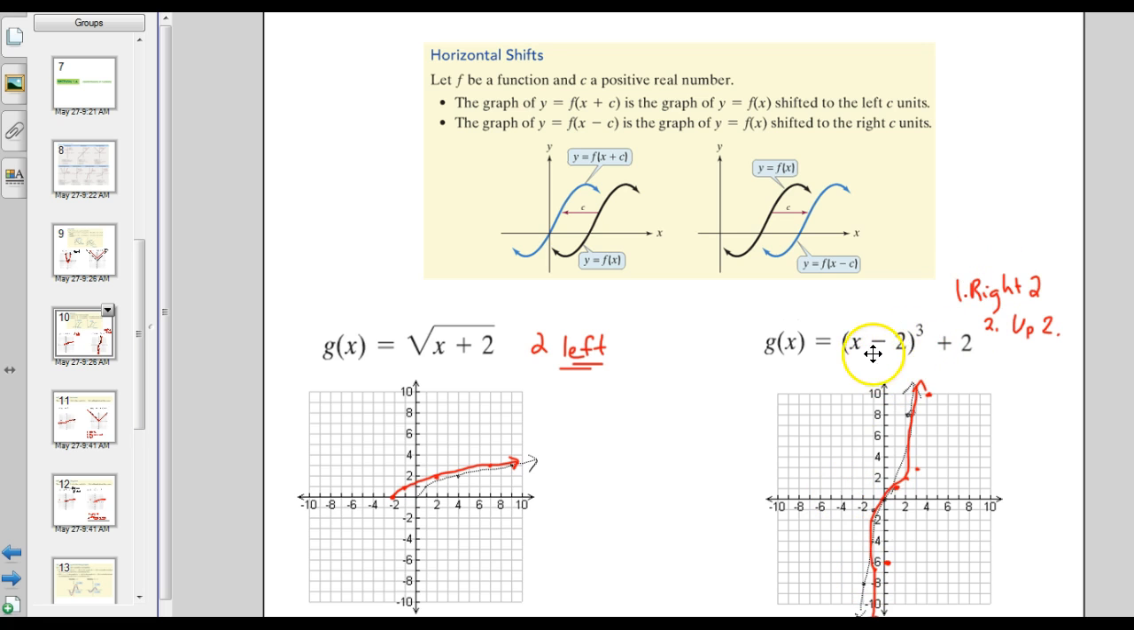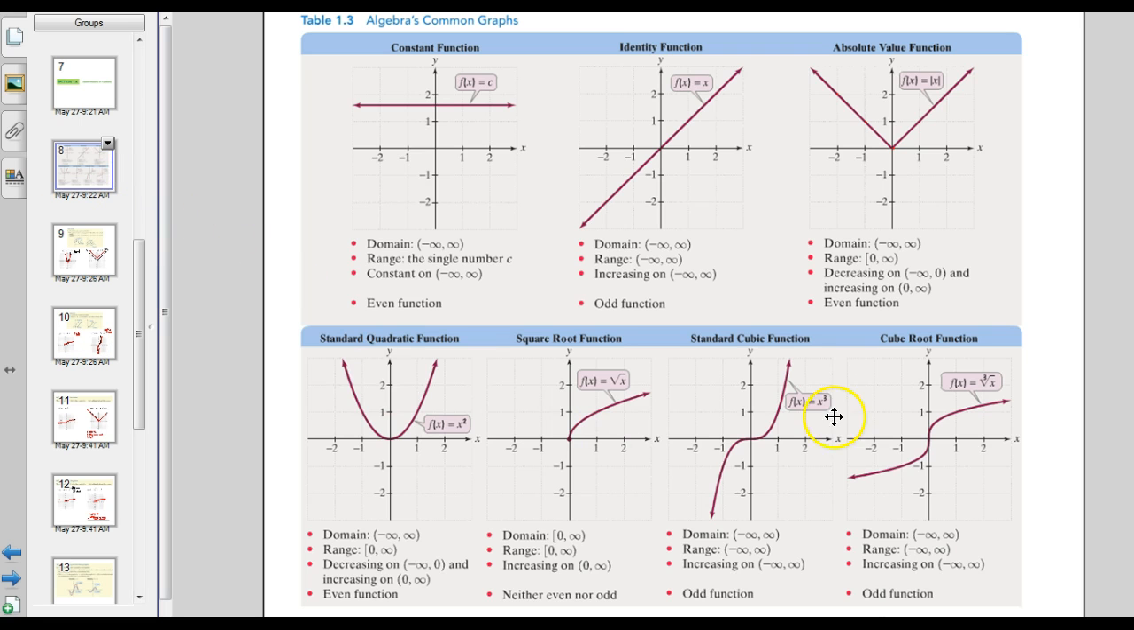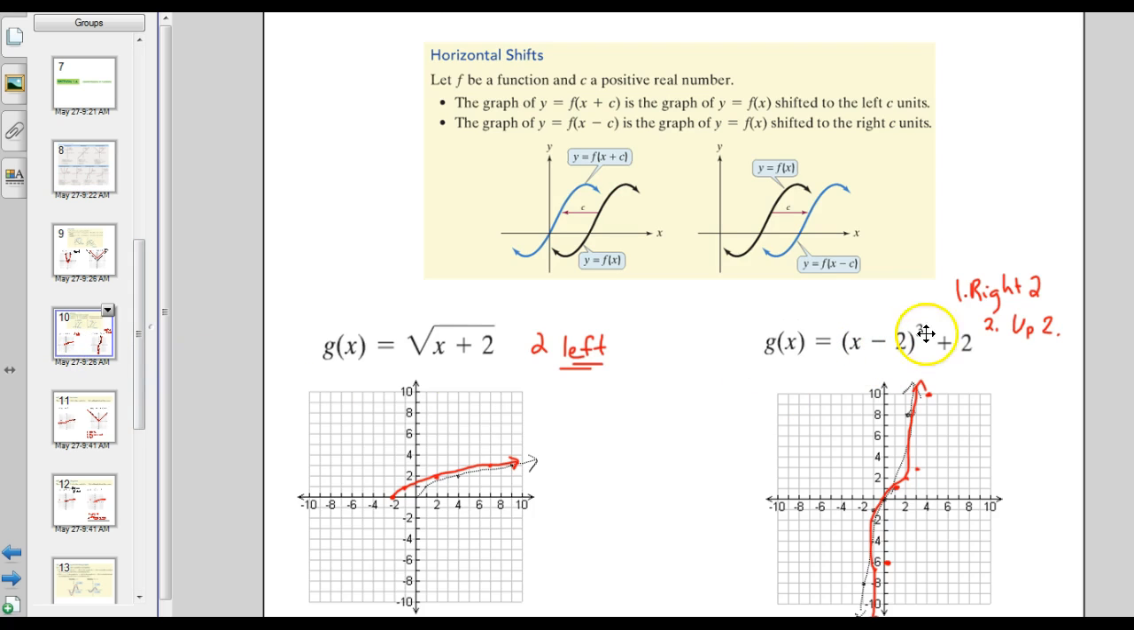Well, in the parentheses, it's like order of operations. We do the parentheses first. The parentheses is before the cubing, which is, again, one of our base functions, x cubed. So we do the right 2 first, and then we do the up 2 second. So we're going to take our cubic function, move it to the right 2, and then move it up 2. Right, and we end up somewhere around there like that.